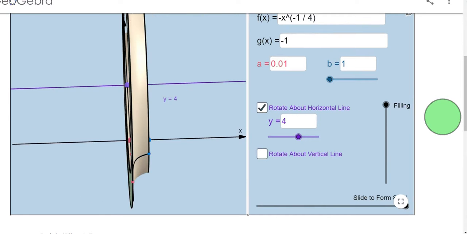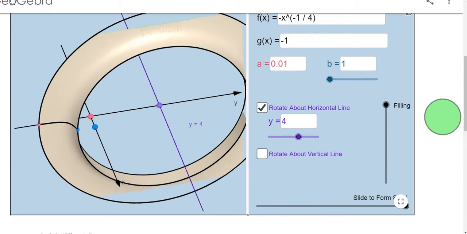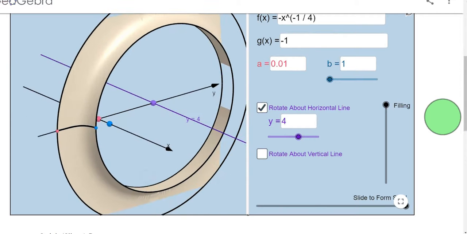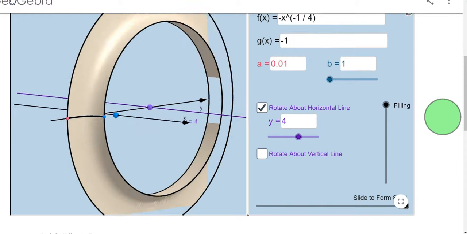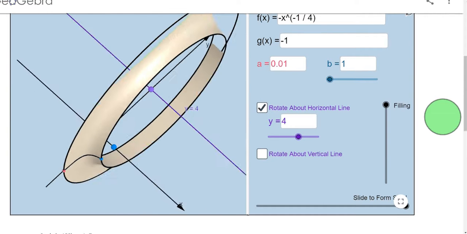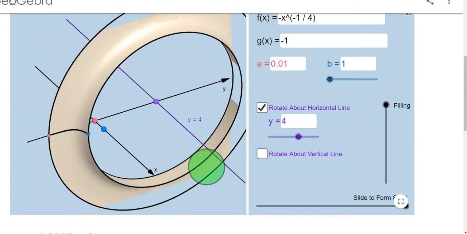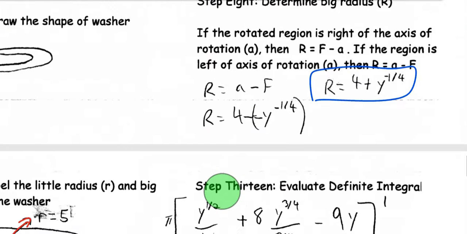It is a strange looking ring, but you can see why it's called the washer method, because it hollows out because there's a gap between your axis of rotation and the region you're rotating, which looks like a flange. So we want to find the volume of this solid, which is exactly what we're doing. And again, the washers are just these cross sections that go all the way around to form this solid. So without further ado, we've set up the integral. Now we're going to integrate.